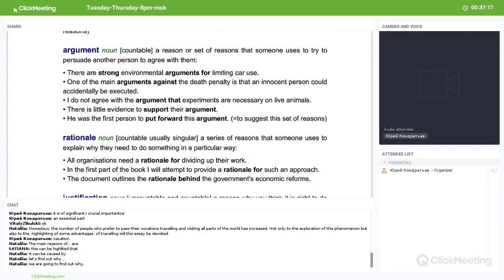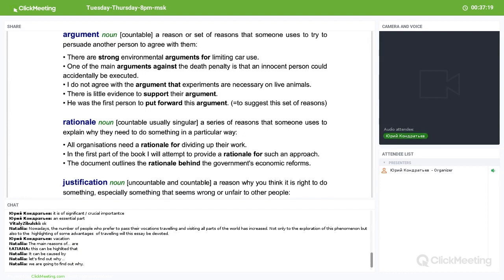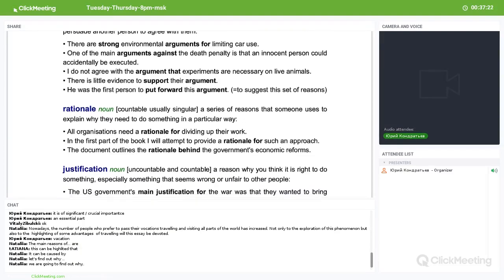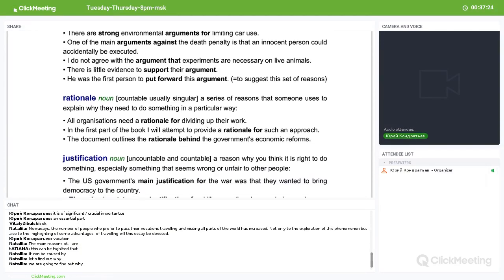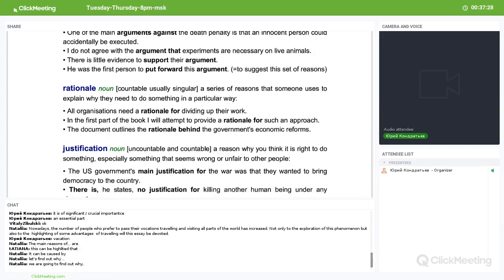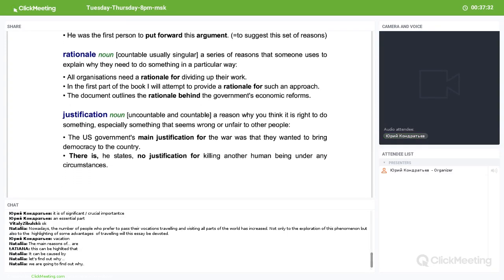Okay, rationale. Organizations need a rationale for dividing up their work. In the first part of the book, I will attempt to provide a rationale for such an approach. The document outlines the rationale behind the government's economic reforms.